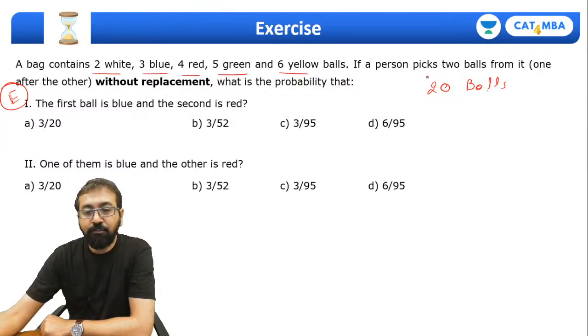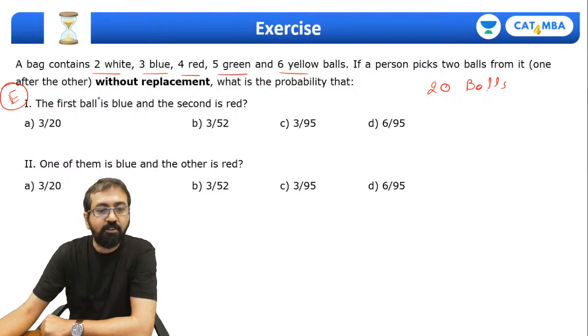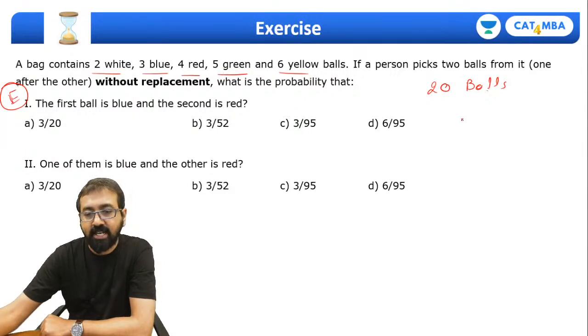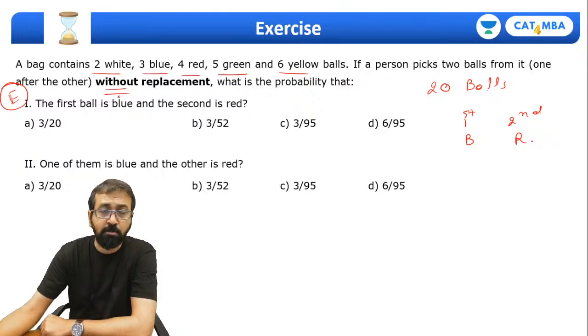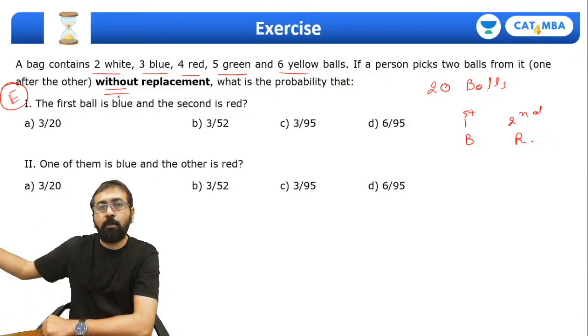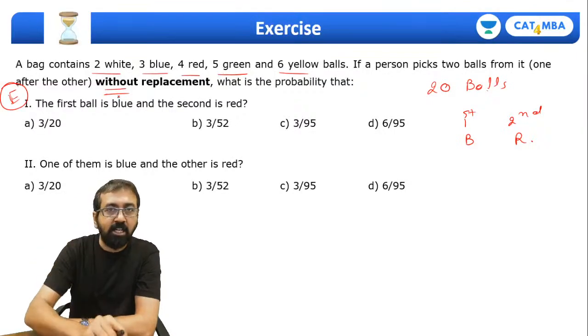If a person picks 2 balls from it, one after another without replacement, what is the probability that the first ball is blue and the second is red? First blue, second red. Please understand, it's without replacement. Without replacement means you are picking the ball and putting it aside. With replacement means you are picking the ball and putting it back.